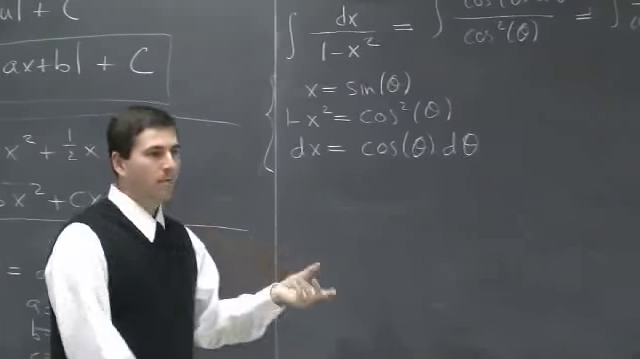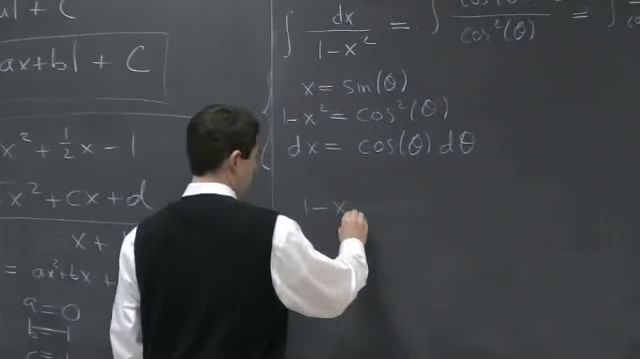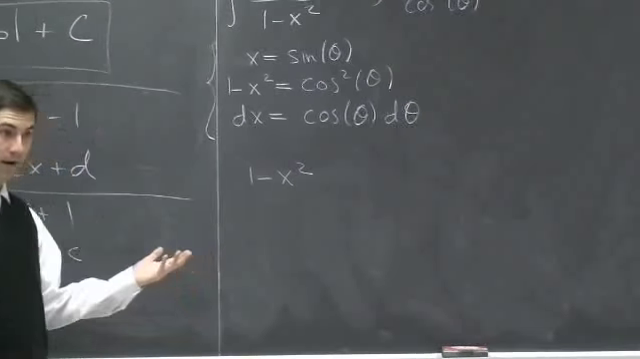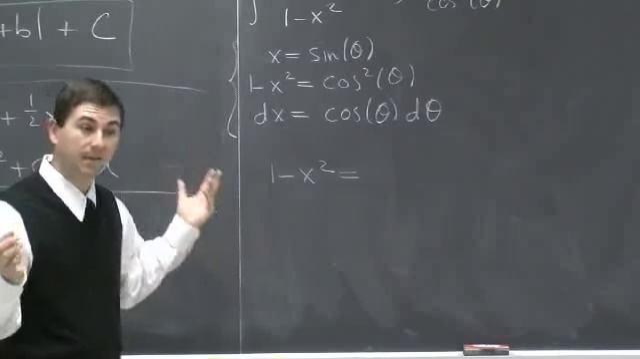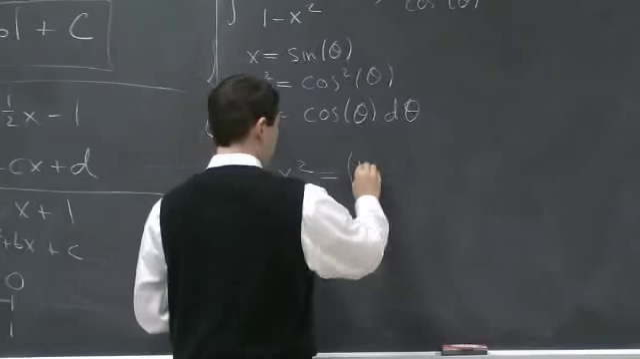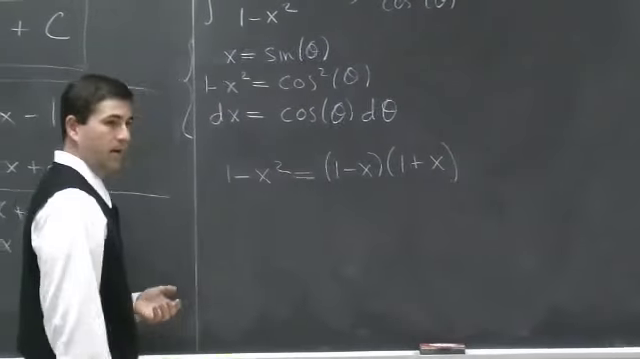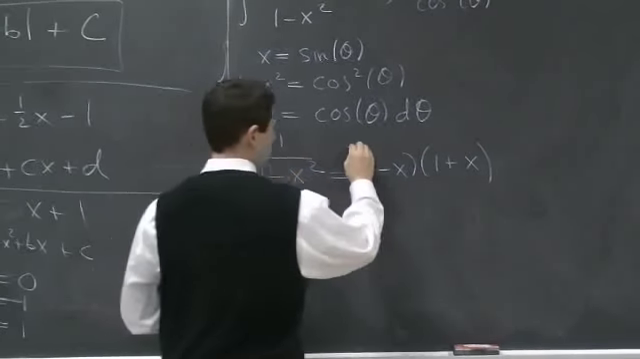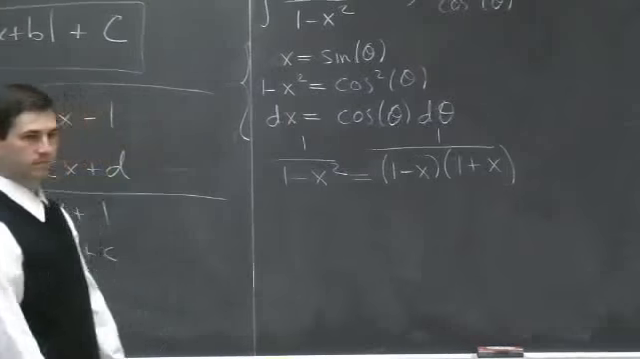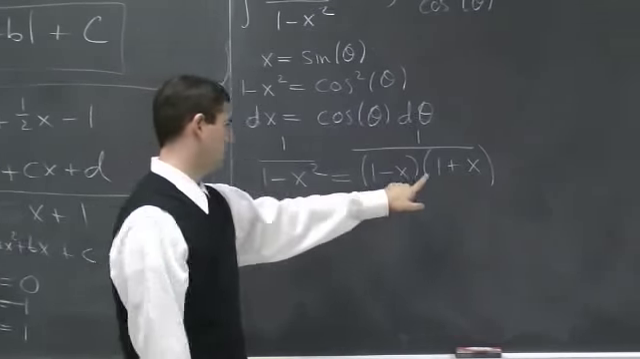Well, what do we know about 1 minus x squared? Just as a function. Is there anything we can do with that? We can factor it. How does it factor? Exactly. It's a difference of squares. So it breaks up as 1 minus x times 1 plus x. Of course, we can invert this. No problem there. So integrating this is the same as integrating that.